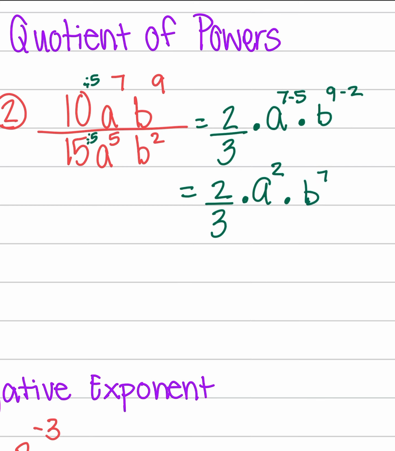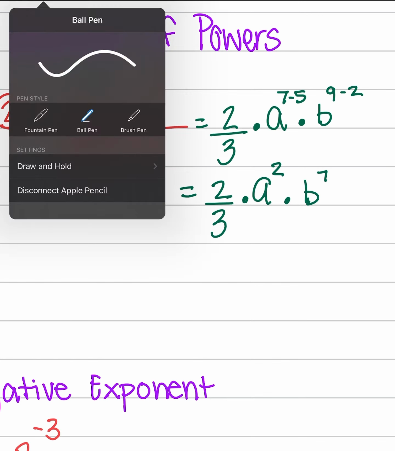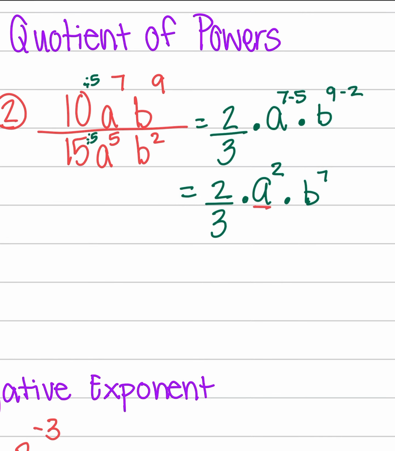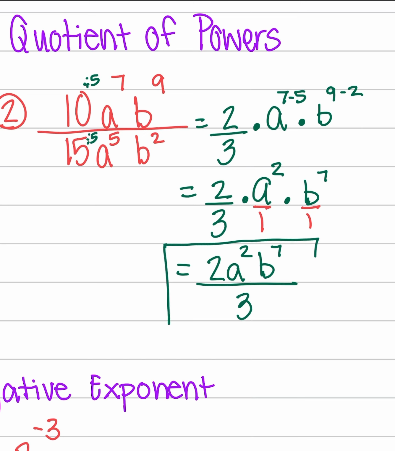When we write this all the way simplified, I'm just going to multiply out those numerators. Remember, any whole number can be written as itself over 1. So when I simplify this, all my numerators are getting multiplied together. So 2a to the 2nd, b to the 7th, and all my denominators are getting multiplied together. So 3 times 1 times 1 gives me 3. And that's how we would write our finalized answer.